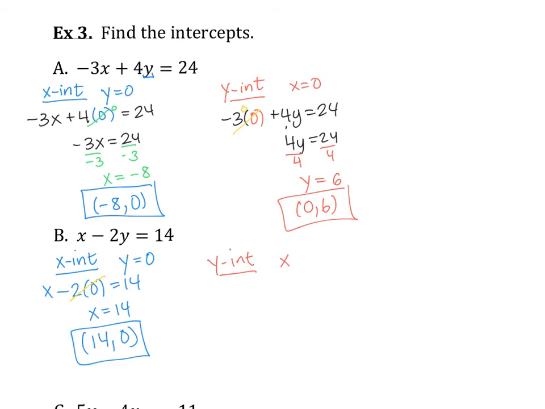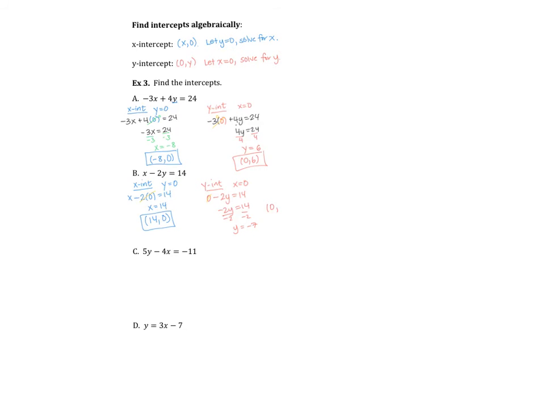I'm going to plug in 0 for the x value, so I can solve for the y value. Going back to the original equation every time, 0 minus 2y equals 14. You could subtract 0 on both sides, but 0 is nothing, so it's basically gone. Let's see. I'll divide by negative 2. I get y equals negative 7, but then of course I must write my ordered pair (0, negative 7).